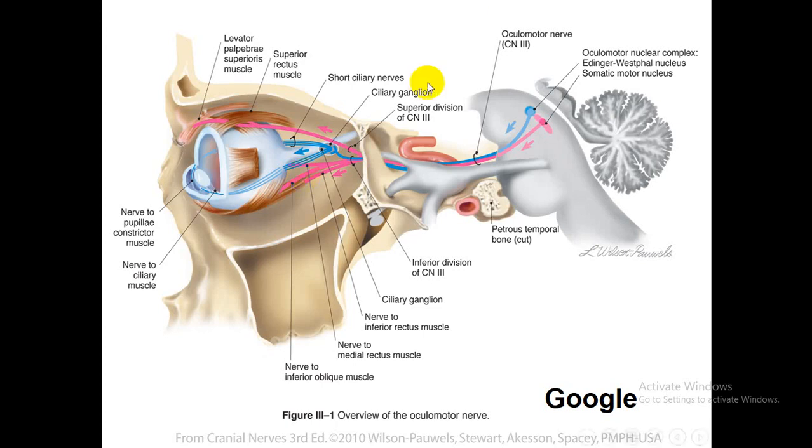Now the oculomotor nerve, as we notice, emerges from the anterior surface of the midbrain. This is the midbrain, this is the pons, and this is the medulla oblongata. So it emerges from the anterior surface of the midbrain on the medial side of the cerebral peduncle. It enters the lateral wall of the cavernous sinus.